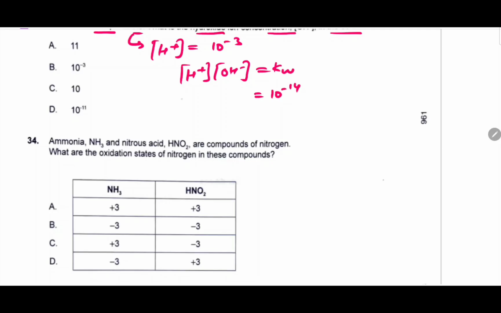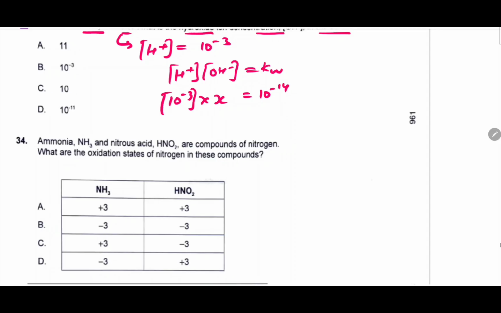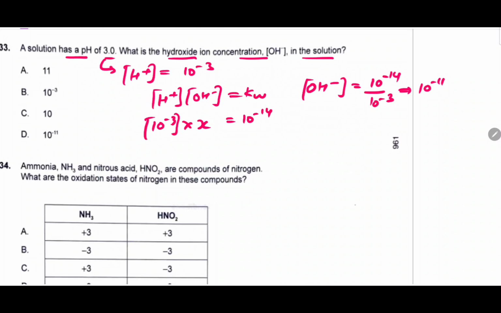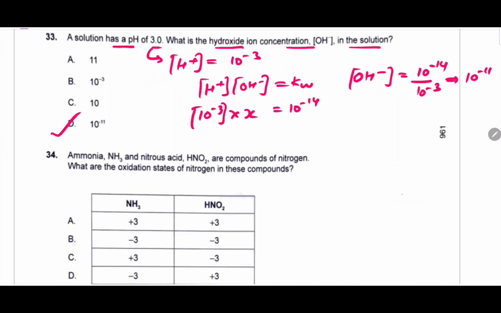If my H plus ion is 10 to the power minus 3, times X, that is equal to Kw, where X is the OH ion concentration. Therefore OH ion concentration X will be equal to 10 to the power minus 14 upon 10 to the power minus 3, that is 10 to the power minus 11. OH minus ion concentration is 10 to the power minus 11. Okay, answer is D. 33, answer D.